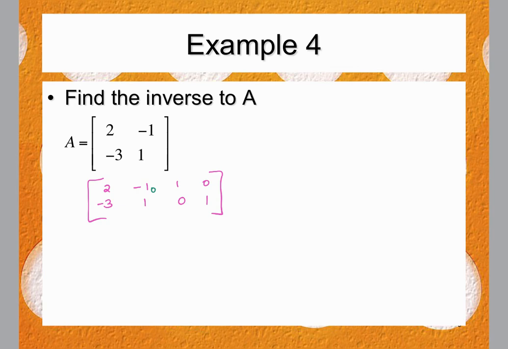I'm going to do it off to the side actually. To replace row 1. Correct. So 2, -1, 1, 0, plus -3, 1, 0, 1 becomes -1, 0, 1, 1. And that's going to replace row 1.